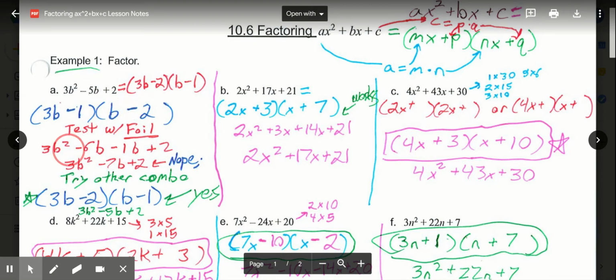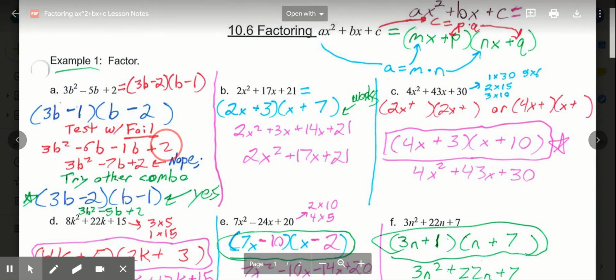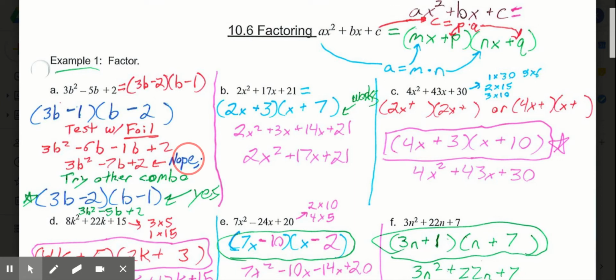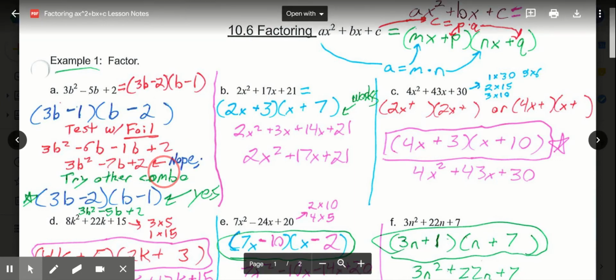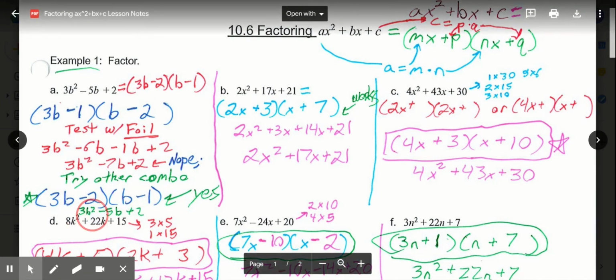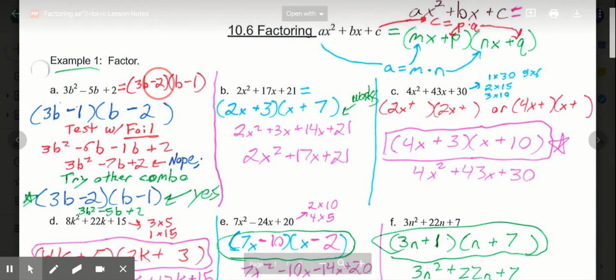If I FOIL that, I get 3b squared minus 6b minus 1b plus 2. That ends up being 3b squared minus 7b plus 2. That's not what we wanted, so I'm going to try the other combo: 3b minus 2 times b minus 1. When we FOIL that, we get 3b squared minus 5b plus 2. That's the combo we want, so our final answer is 3b minus 2 times b minus 1.